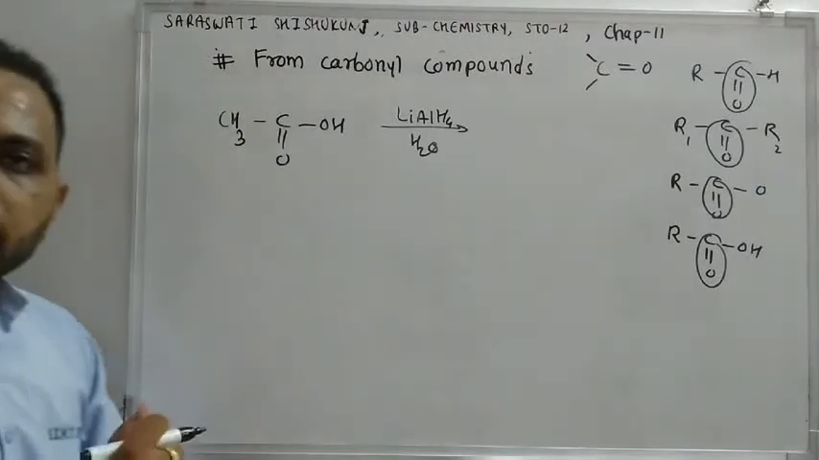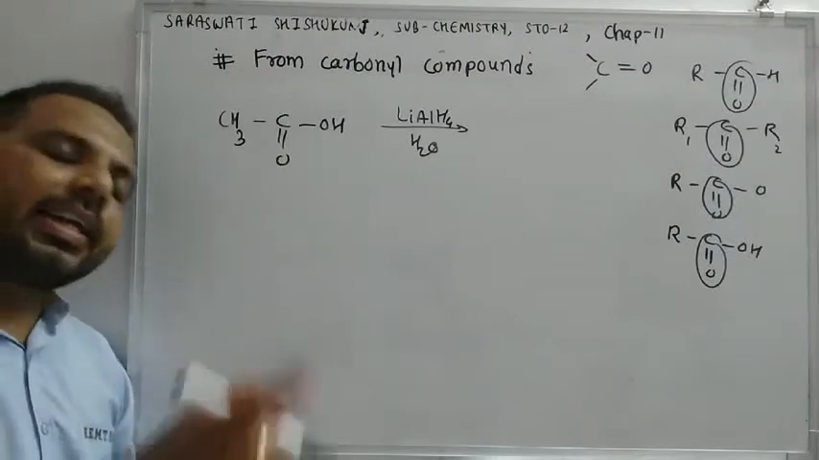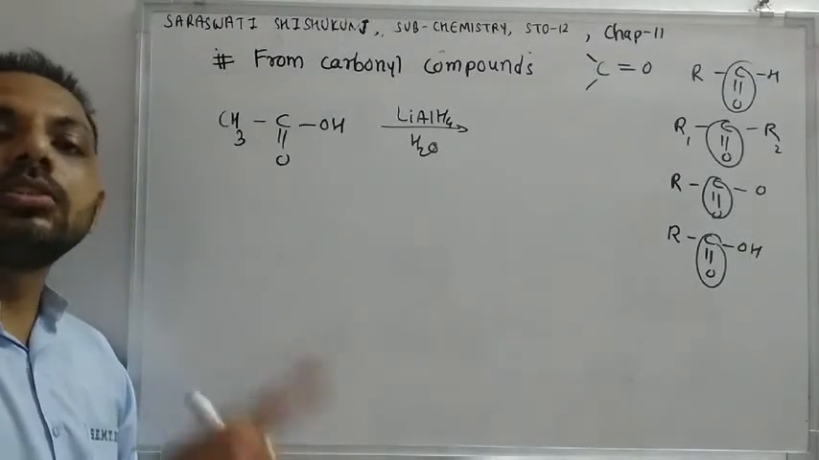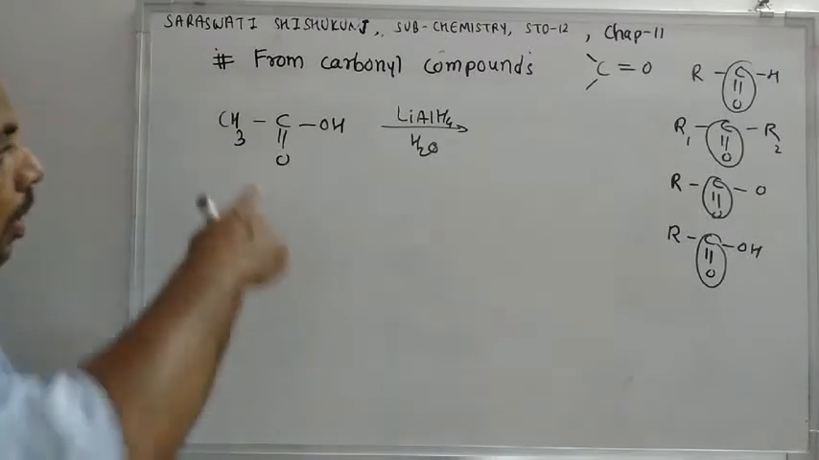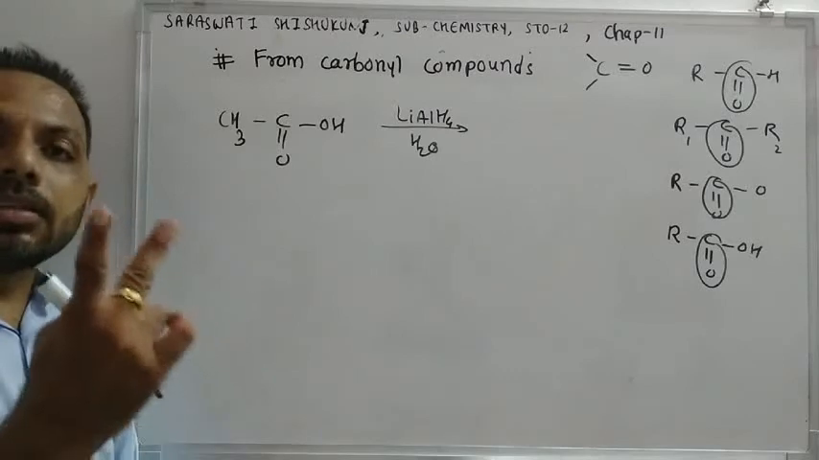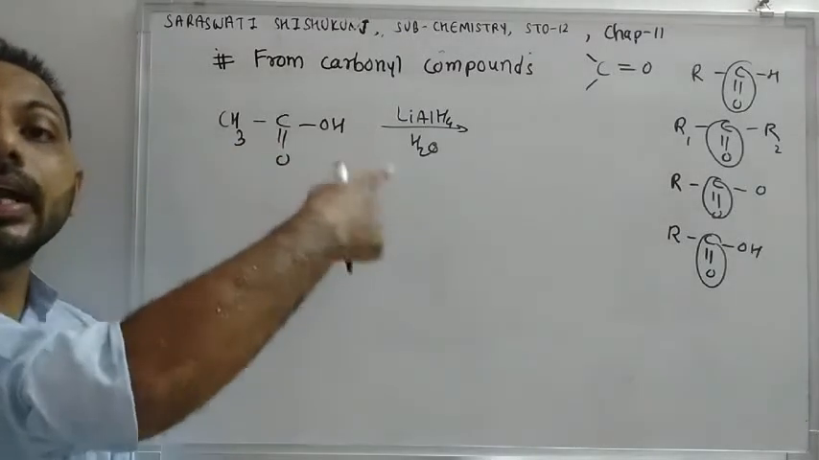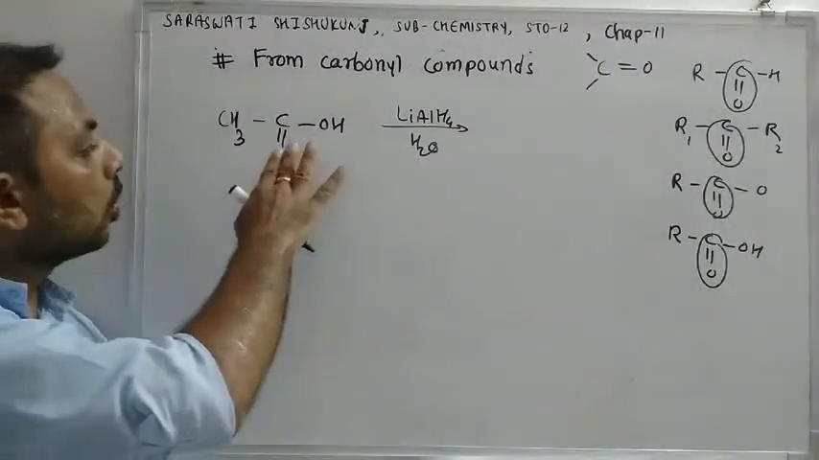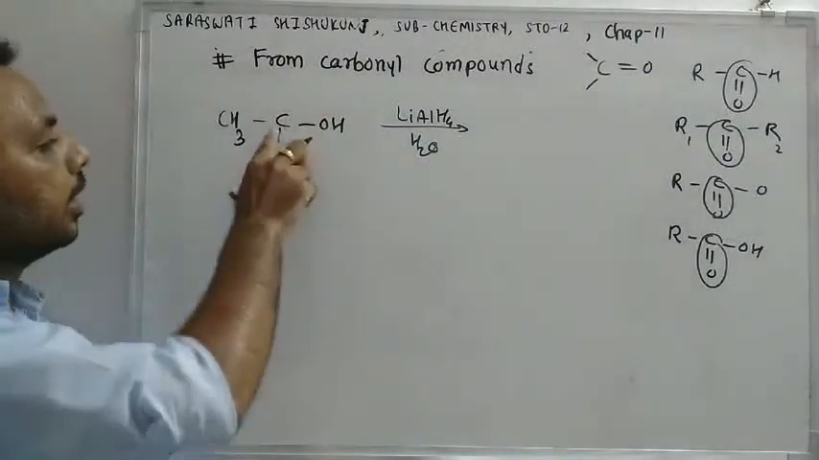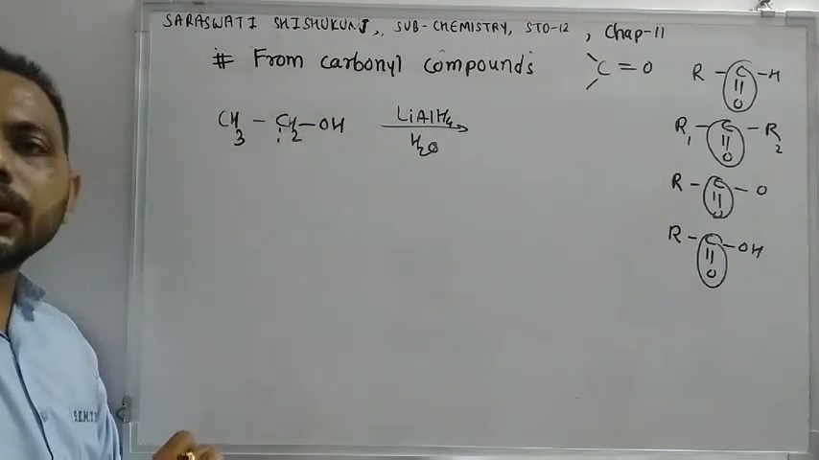So reduction reaction is there, and reduction means removal of oxygen or addition of hydrogen. So whenever there is carboxylic acid or ester, we will remove oxygen and we will add hydrogen also. So oxygen is removed and we will add hydrogen, CH2OH. So this is the product.